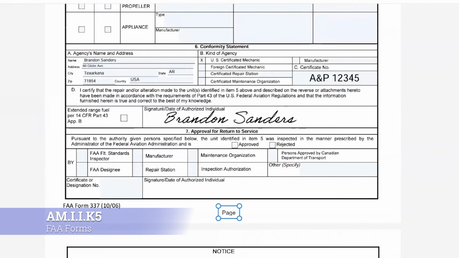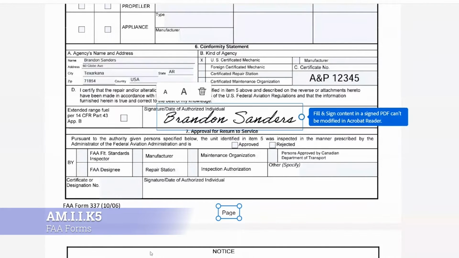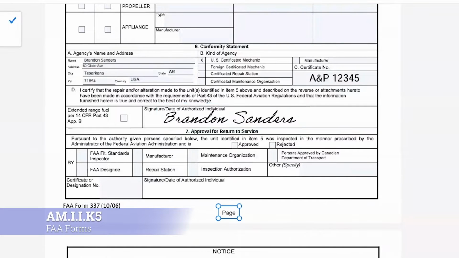Now you'll notice that block just to the left, that's for extended range fuel tanks. If you were going to fab up some fuel tanks, put them where the passengers sit, you would check that box. But we're not going to do that today, so we're not going to worry about it. We're just trying to figure out how to fill out this form.